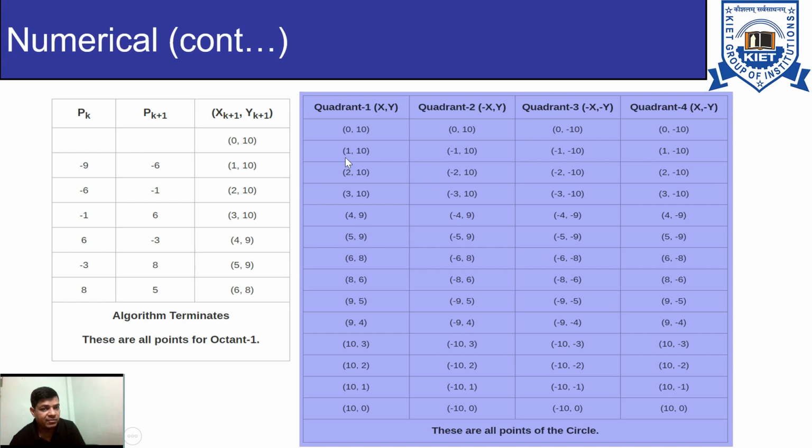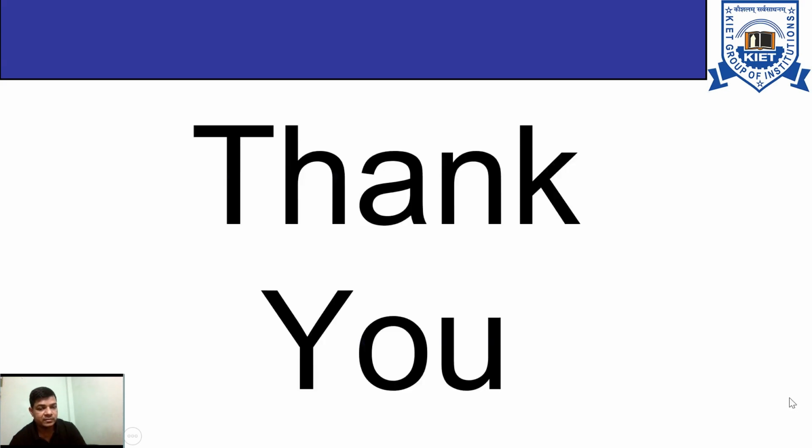For example, if we have calculated the first point as 1 comma 10, the other point in the second quadrant will be minus 1 comma 10, the point in the third quadrant will be minus 1 comma minus 10, and the point in the fourth quadrant will be 1 comma minus 10. So by using the concept of symmetry we can calculate all the points. Thank you.